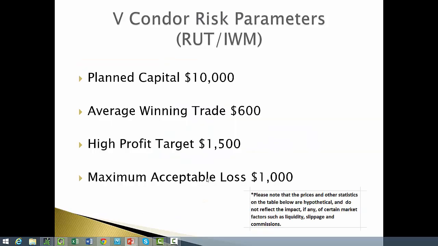In the event we want to do a smaller position, we can mix with IWM. We can do a Russell IWM hybrid of the V Condor. If we were going to do this, really the minimum size we can do is a $10,000 planned capital number. I would expect an average winning trade, when the trade wins, of around $600, a high profit target of about $1,500, and a maximum acceptable loss of $1,000 at this size.